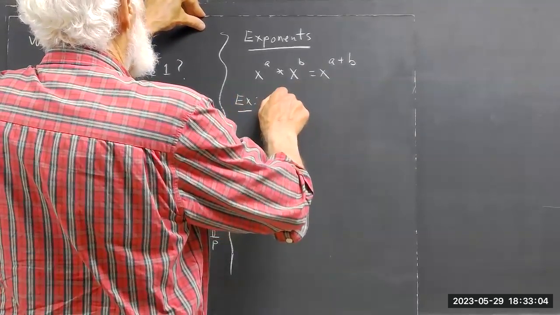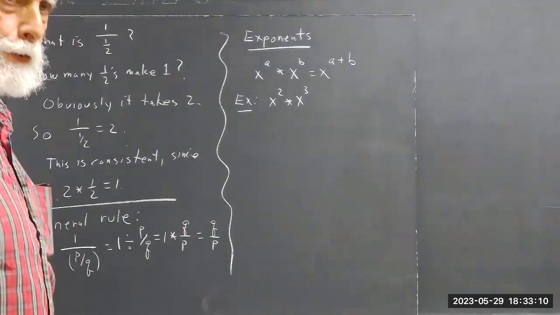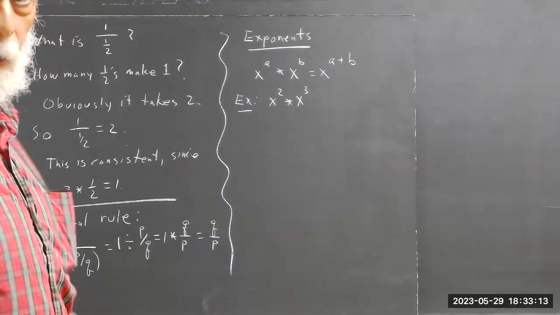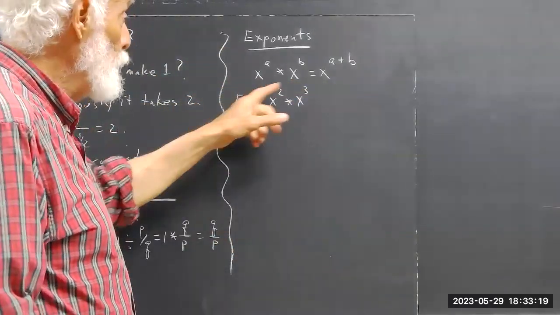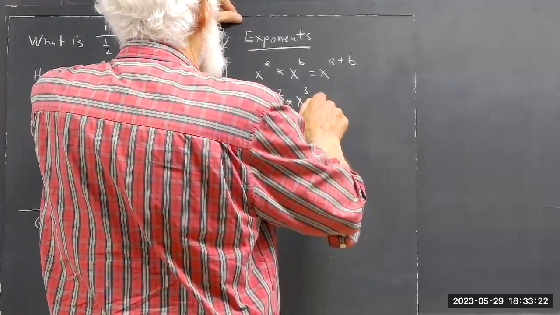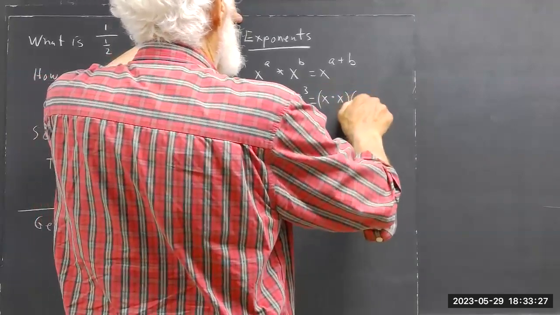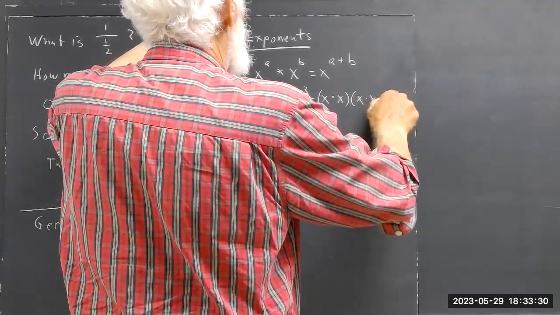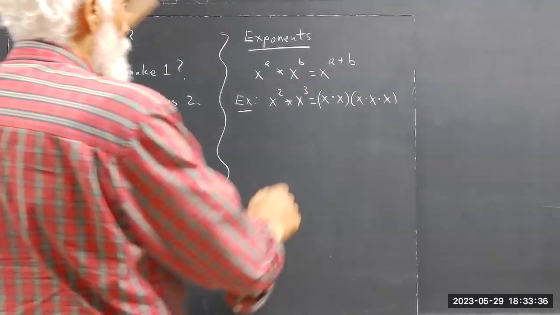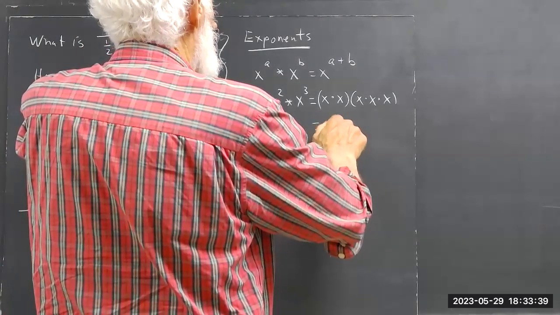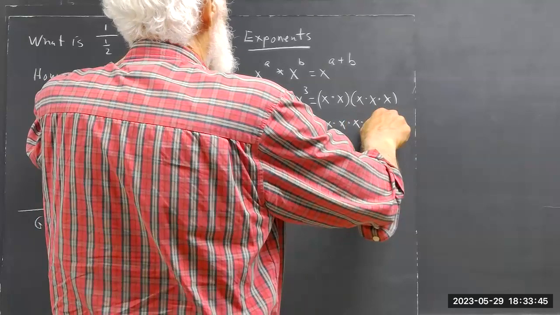Example. What's x squared times x cubed? Well, I'll prove to you that it has to be x to the 5th, not x to the 6th. When you multiply the exponents, you get x to the 6th, but you add the exponents. Why is this? x squared means x times x. And x cubed means x times x times x. And that equals, well, we don't need parentheses, we just write it this way.